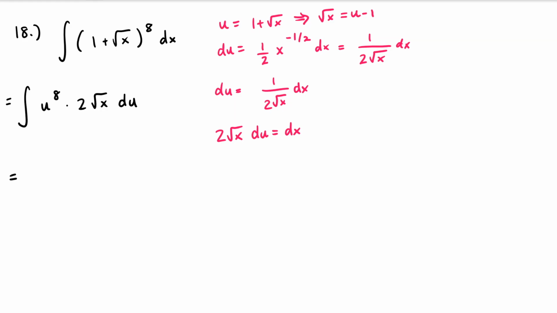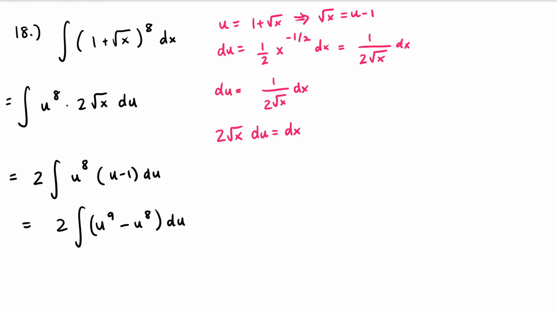So we have, I'm going to factor out the 2, my constant, and then we have u to the 8th power, and the square root of x we can replace with u minus 1. Now I'm going to go ahead and distribute. So if we do that, we get u to the 9th power minus u to the 8th power du. Now I can take the antiderivative. So we get u to the 10th power over 10 minus u to the 9th power over 9 plus c.